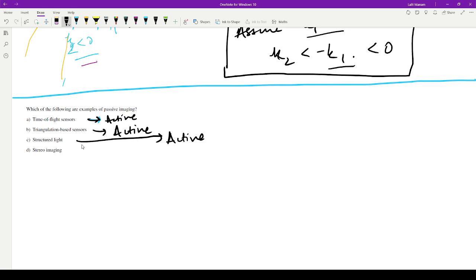We use just two cameras. There is no light source that we put in. Whatever is coming from sunlight, it's out there. That's all. So this is passive. So with these examples, I hope it is pretty much clear what is active and what is passive.